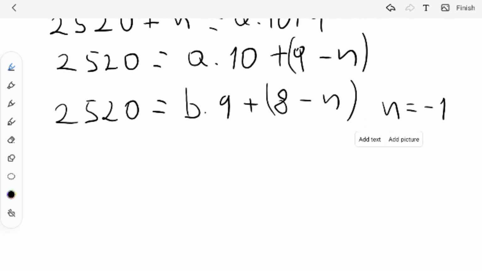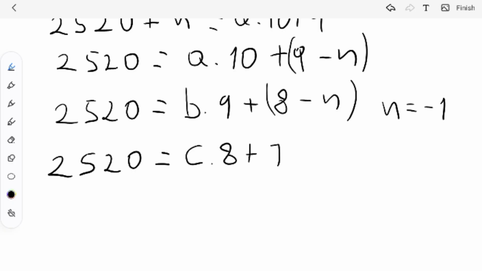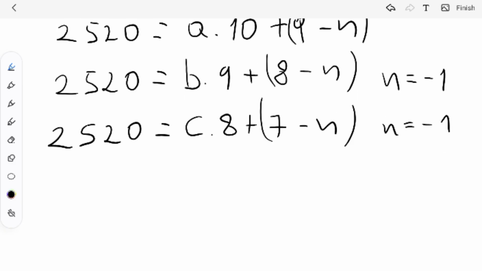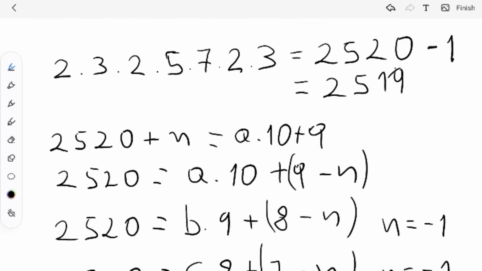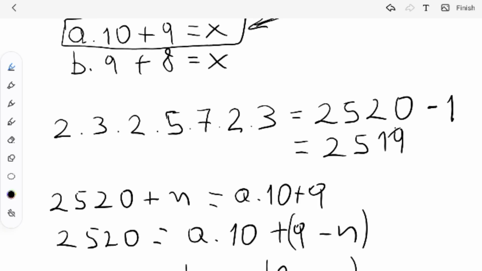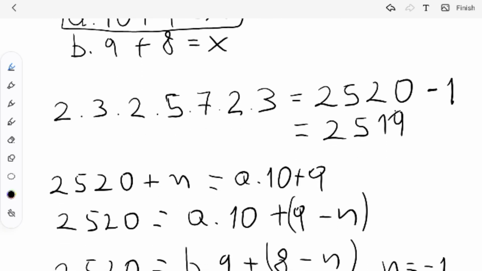We can continue in the same manner, and we can say that the product should be equal to c times 8 plus 7 minus n. Again, the right hand side should be a multiple of 8, and to obtain this we definitely have to have n equal to minus 1. It cannot be 9 or any other number. So definitely the only solution for n is n equals minus 1, and then the only solution less than 3,000 is the answer 2,519.